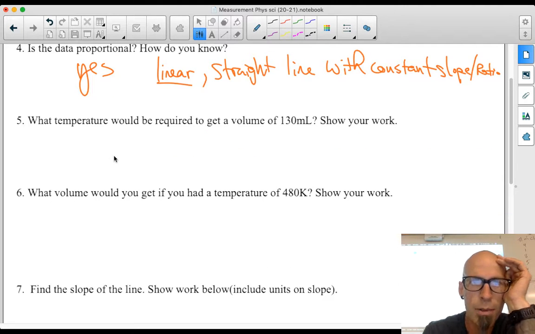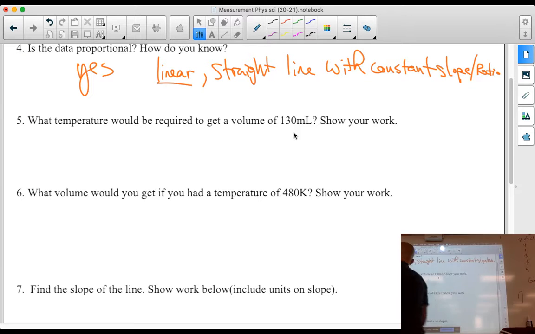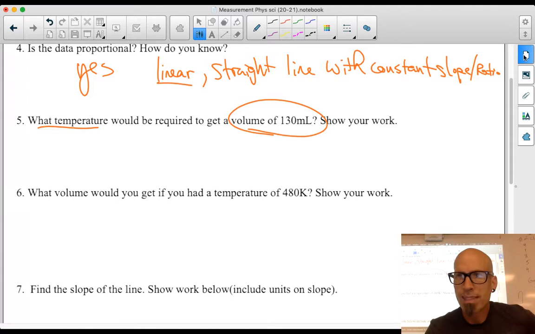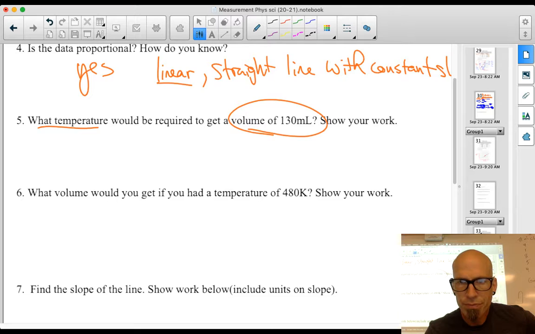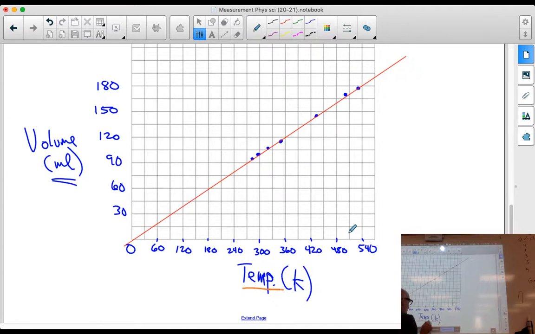Moving on. What temperature would be required to get a volume of 130 mLs? Now, temperature. It says what temperature would be required. It's asking for a temperature, but you're given a volume. So you go back to the graph and you look at the graph. They are asking for temperature, but they give you a volume. So what do you do with that? Well, you start with what they gave you.